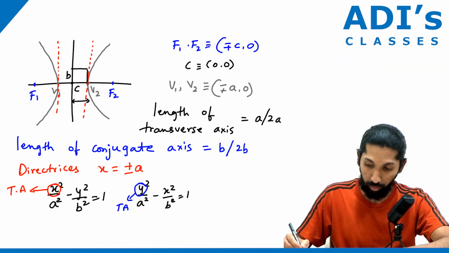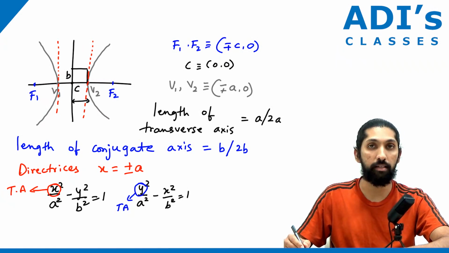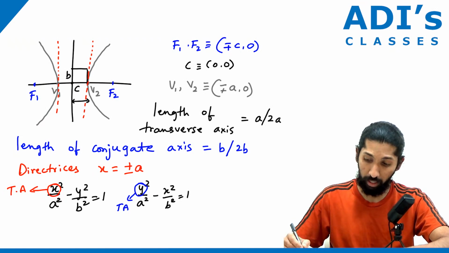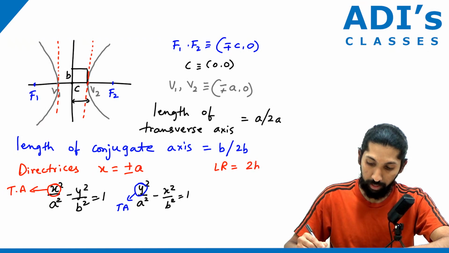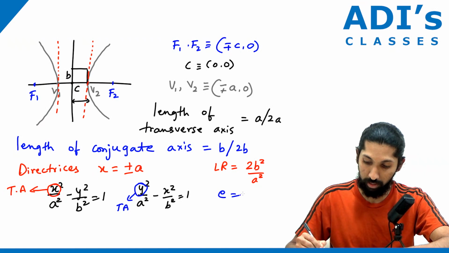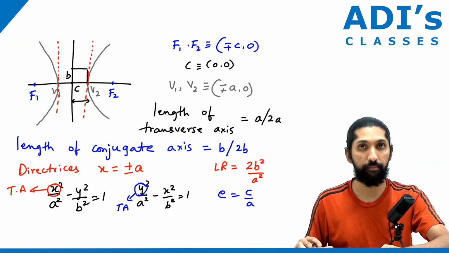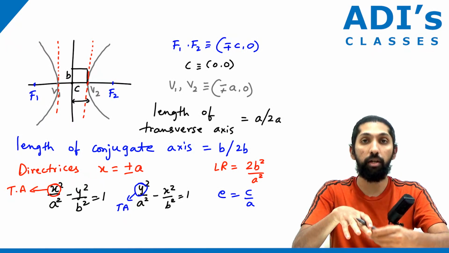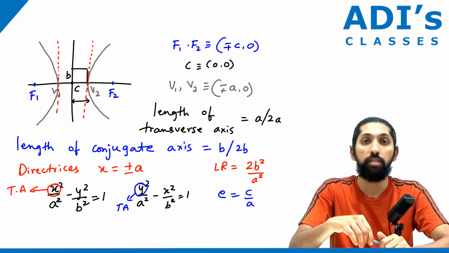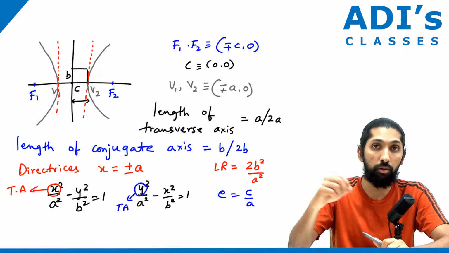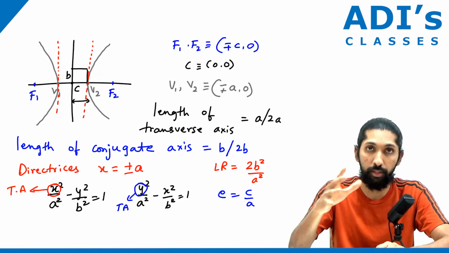Then finally what we have is the latus rectum. The LR value is going to be 2b square divided by a. Oh, one more thing. Eccentricity e is equal to c by a. That's fine. This pretty much concludes what we have in this hyperbola. Correct? So in the next video, we'll discuss how to solve problems based on hyperbola.